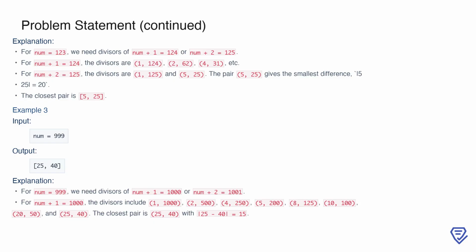For number plus 2 equals 1001, the divisors are 1, 1001, and 7, 143. The smallest difference here is 143 minus 7 equals 136, which is much larger than the difference for 25, 40. Therefore, the output for this example is 25, 40.